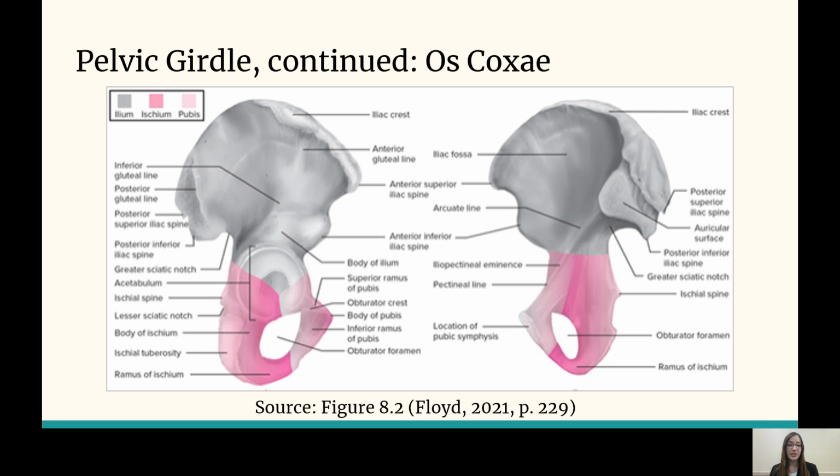The illustration on the left side also depicts the acetabulum, which is a concave spot on the lateral side of the hip where the head of the femur articulates.